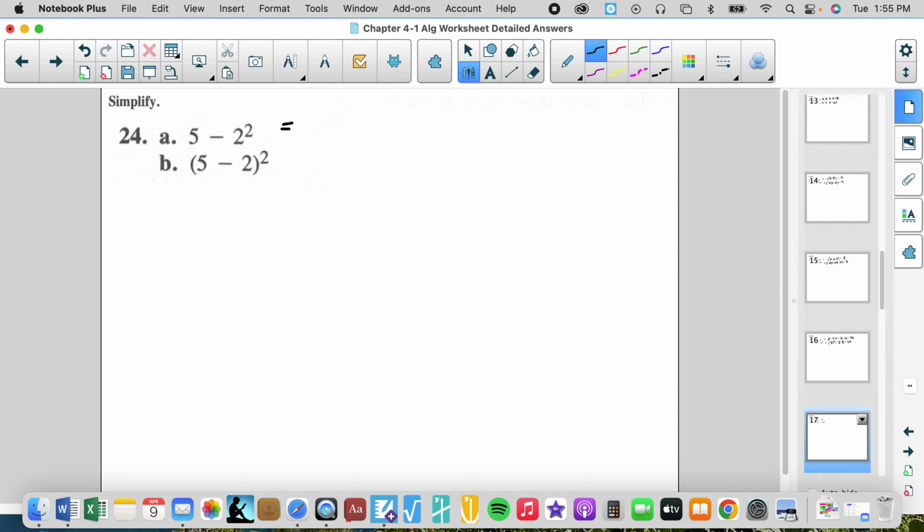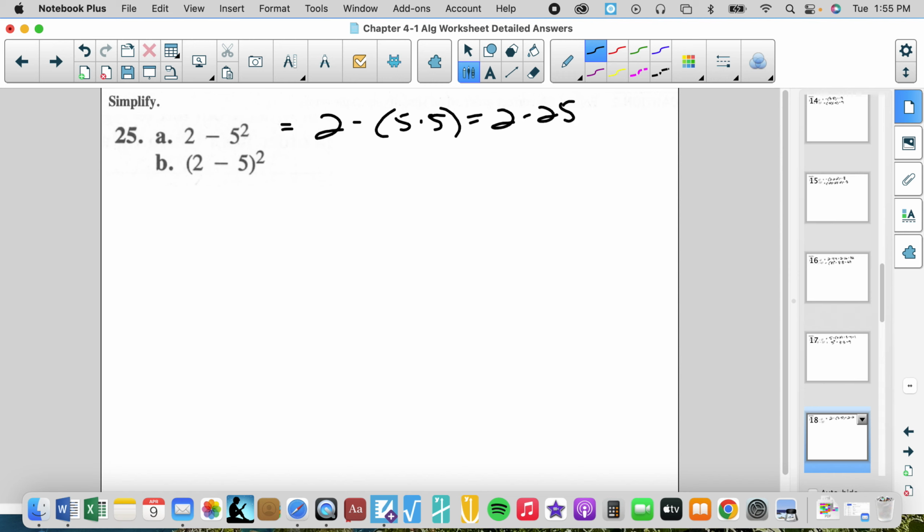So this is 5 minus 2 times 2, which is 5 minus 4, which equals 1. And this is 5 minus 2, which is 3 squared. I didn't need a parenthesis because there's no negatives. And that's 3 times 3, which is 9. So orders of operation, we have to do exponents first. 5 times 5, which equals 2 minus 25, which is negative 23.